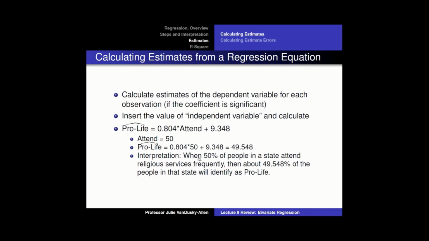So basically what I would say is when 50% of the people in a state attend religious services frequently, then about 49.548% of the people in a state will identify as pro-life.